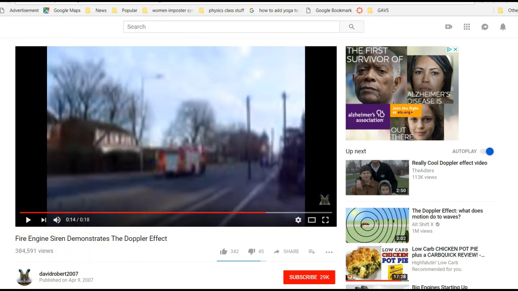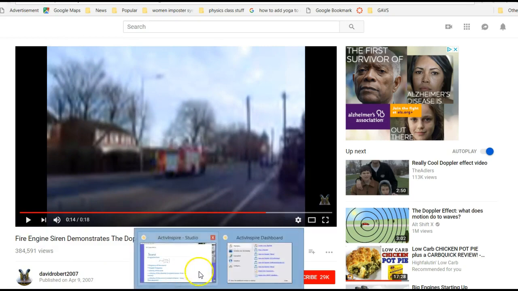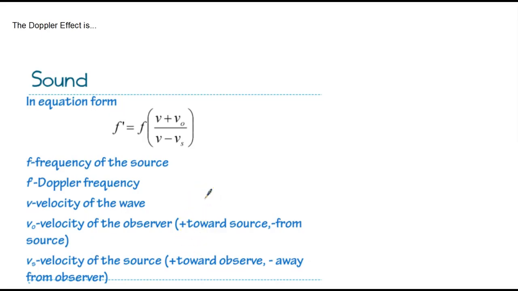Okay, so it wasn't until right there at the end that you hear that pitch drop as the source is moving towards you, and then the source moves away and the frequency changes. So it's, again, kind of an intimidating looking formula, but it's very straightforward. The frequency that you hear is equal to the frequency times, plain old v is the velocity of the wave, which would be the speed of sound in air.